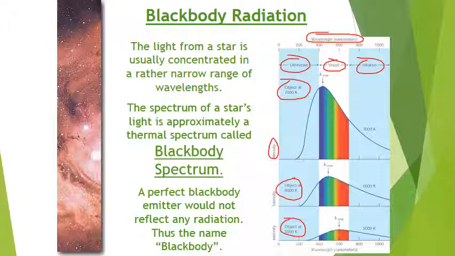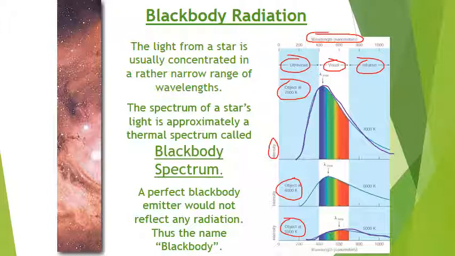And we see that by just the shape of the curve. This one is much taller, with much greater intensity at all wavelengths compared to the 5000 Kelvin star, right? So that's one thing for you to appreciate: a hotter star is going to produce essentially more intense light at all wavelengths.